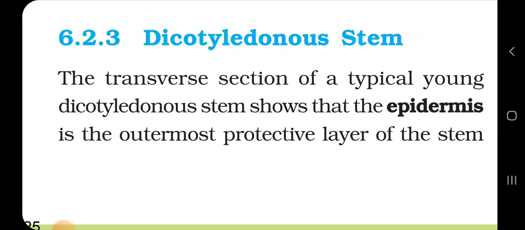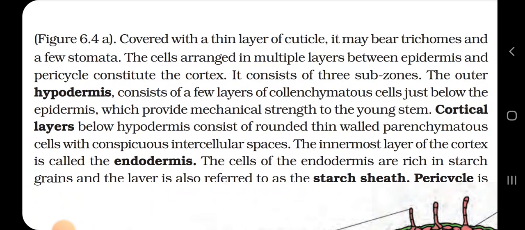6.2.3 Dicotyledonous stem. The transverse section of the typical young dicotyledonous stem shows that the epidermis is the outermost protective layer of the stem, Figure 6.4a, covered with a thin layer of cuticle. It may bear trichomes and a few stomata. The cells arranged in multiple layers between epidermis and pericycle constitute the cortex. It consists of 3 subzones. The outer hypodermis consists of a few layers of collenchymatous cells just below the epidermis, which provide mechanical strength to the young stem. Cortical layers below the hypodermis consist of rounded, thin-walled parenchymatous cells with conspicuous intercellular spaces.